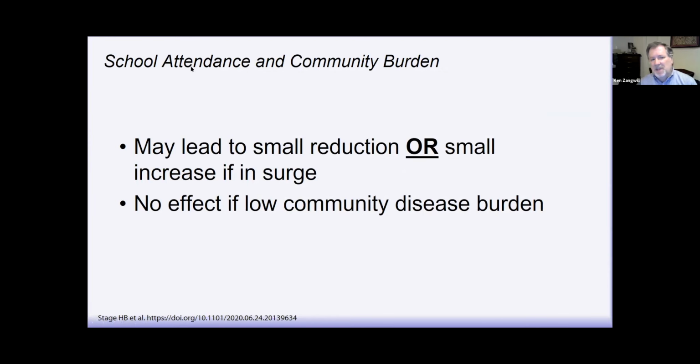The question always comes up, school attendance and the community burden, never mind intra-school transmission: what happens to the rest of us? And if you look at these modeling studies, there's a couple of them, there may be a small reduction or a small increase in the community burden of COVID when schools are open and if you're in a surge. But there's no effect if there's low community disease burden, which of course is where we are here in LA.